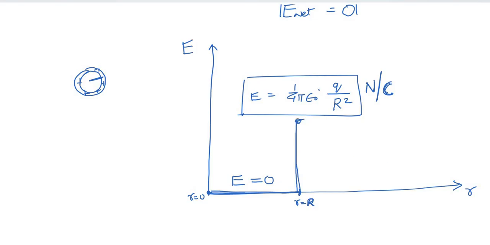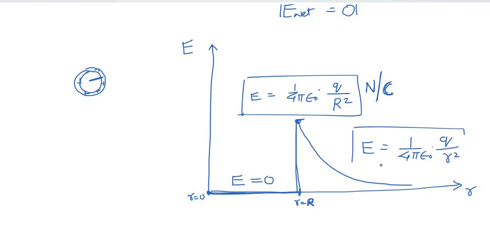And after this, the electric field decreases. Why? Because the electric field formula was 1 upon 4 pi epsilon naught Q by r square. So clearly we can see that as r increases, because this is inversely proportional, E will decrease. So this is the graph showing the pattern of changing electric field with distance r.